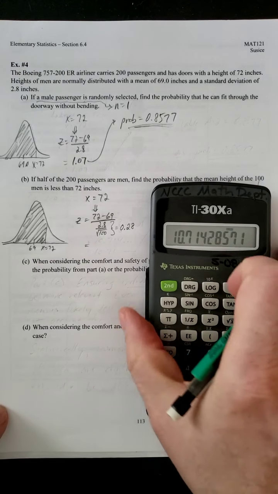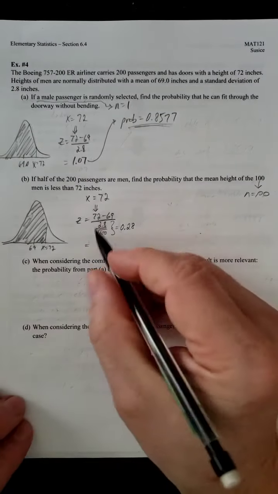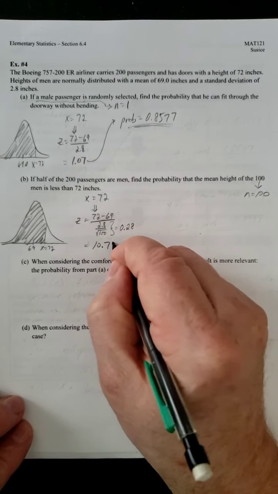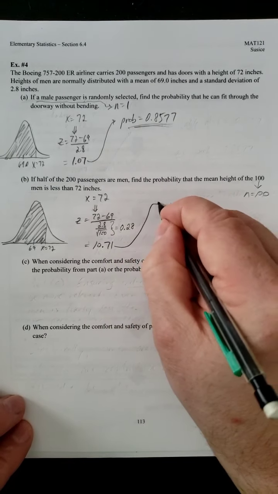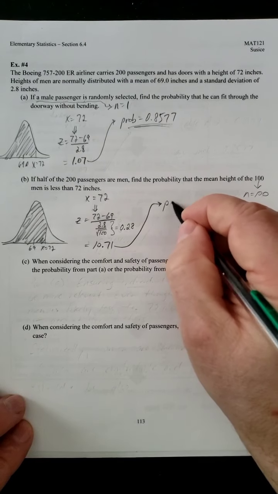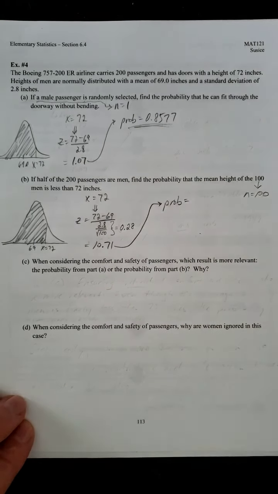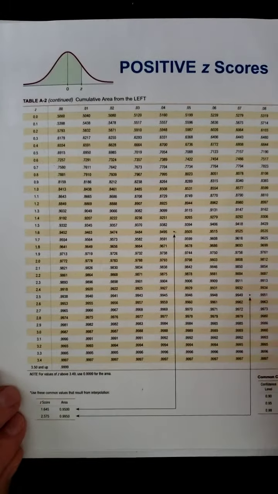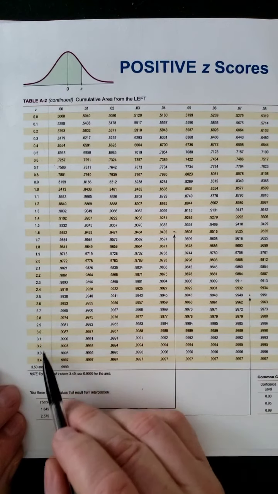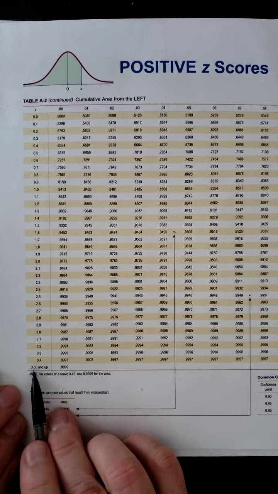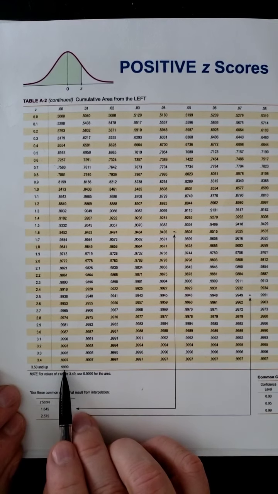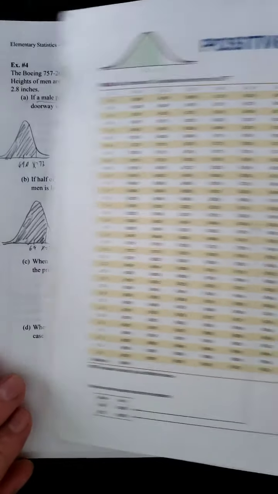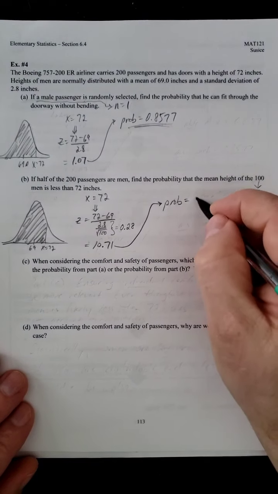All right, so again, this is a z-score, so we want to round it to 2 places. So 10.71. And so now, if we go to our table and look at the probability for 10.71, well, we got a problem. The table only goes up to 3.5. So 3.5 and up is 0.9999. So we don't even have to get fancy.